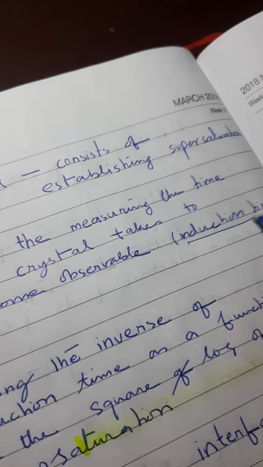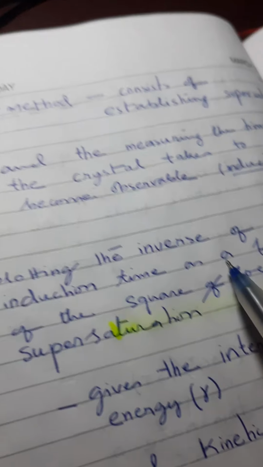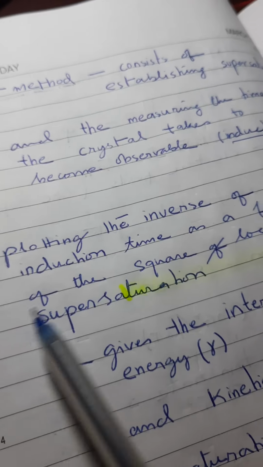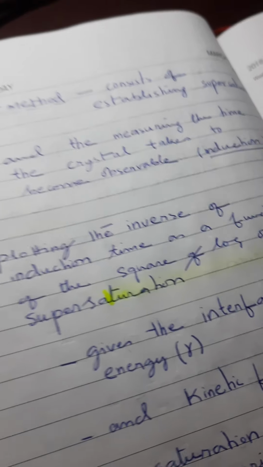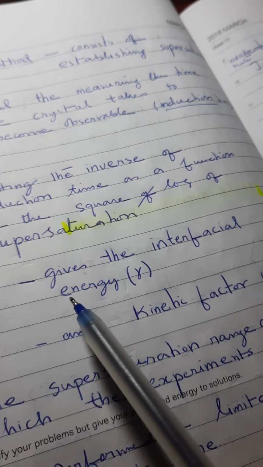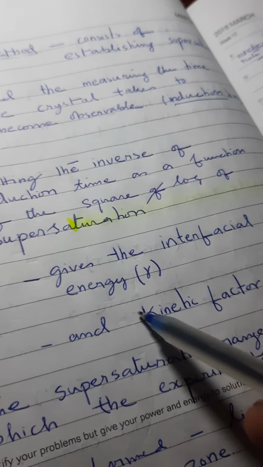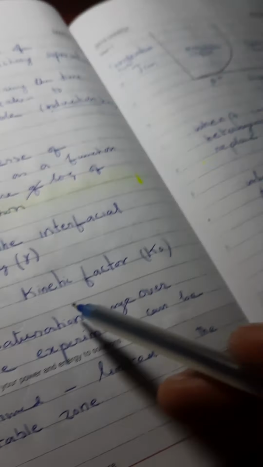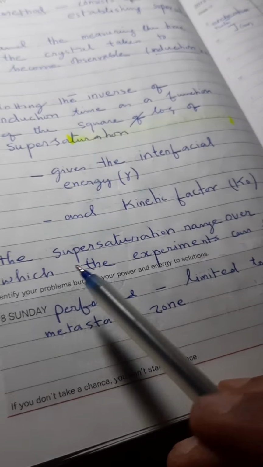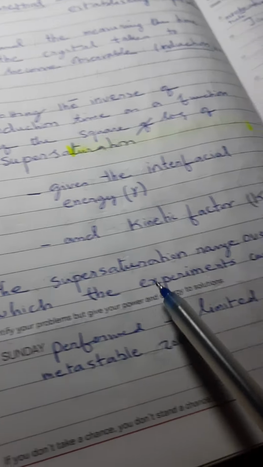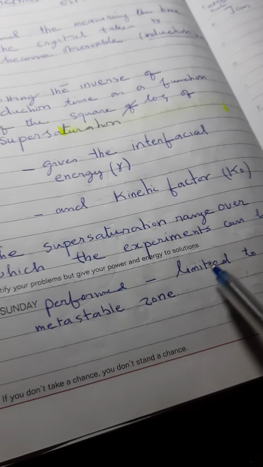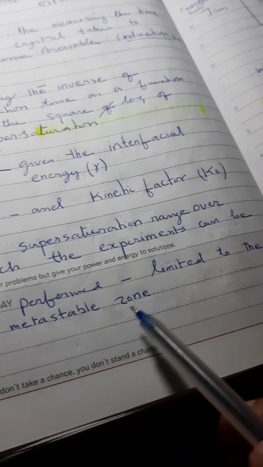Now, if we plot the inverse of the induction time as a function of the square of log of the supersaturation, it will give the interfacial energy, that is gamma, and the kinetic factor. The supersaturation range over which the experiments can be performed is limited to the metastable zone.